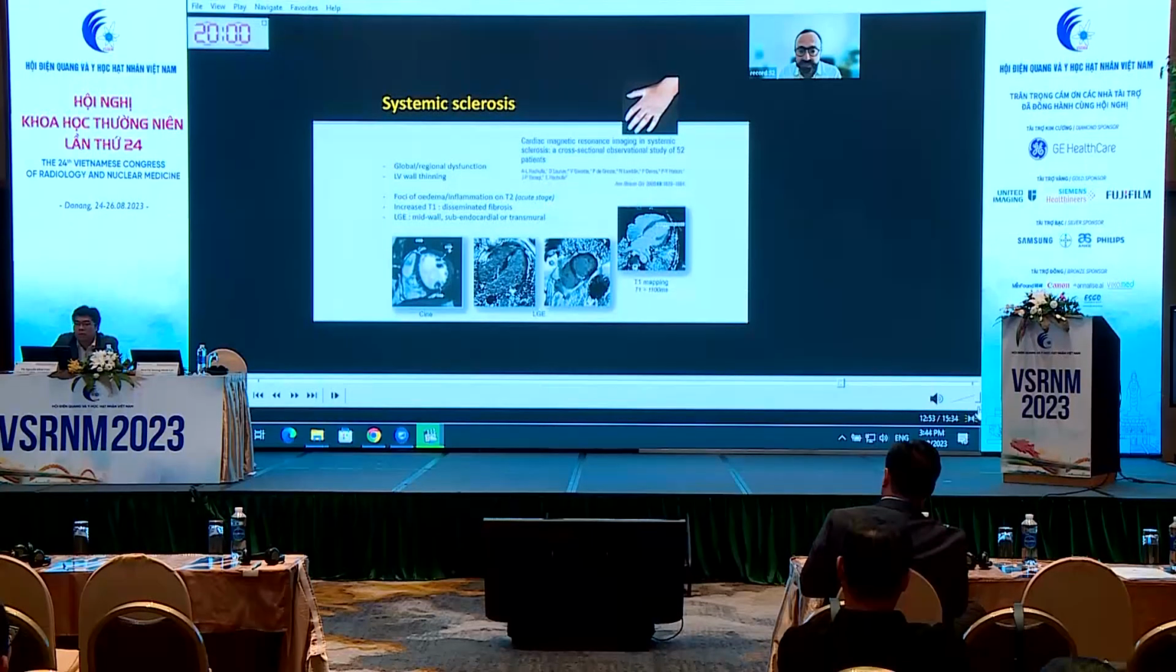Systemic sclerosis may also be associated with restrictive or dilated cardiomyopathy. Similarly to skin or lungs, we can observe fibrosis within the myocardium with edema at an acute stage, and wall thinning as a scar of the fibrosis with elevated T1 and mid-wall, subendocardial or transmural late gadolinium enhancement.